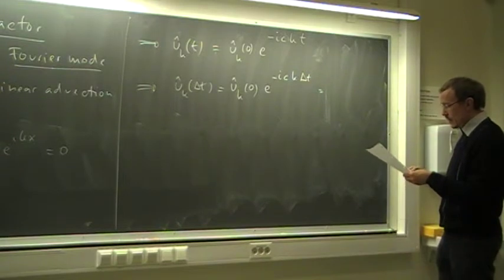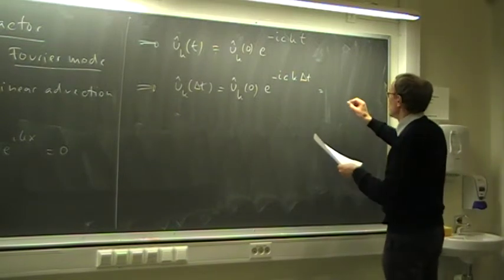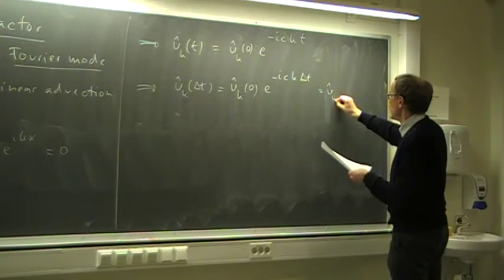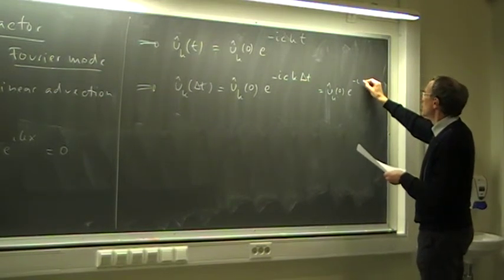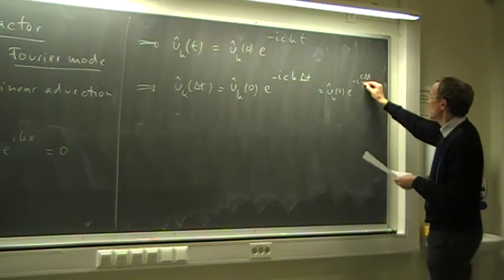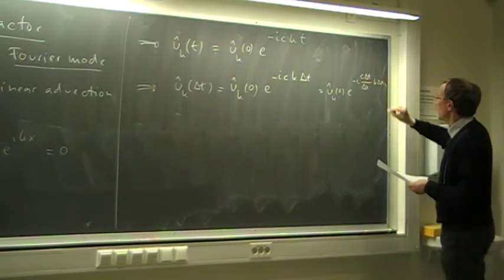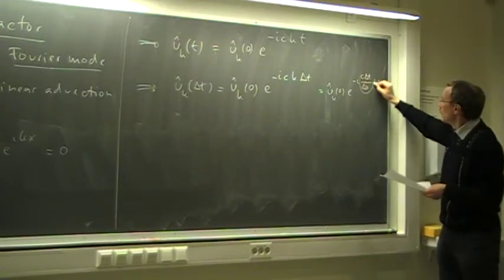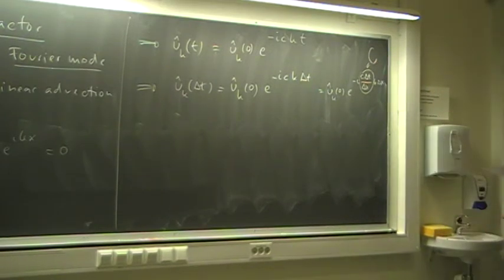And that is then equal to u hat k 0, e to the minus i, and then we can get in here the c delta t, to summarize that, and we divide by delta x, and then we also have to multiply by delta x. Why do we do that? Because we want to get in here our Courant number. So that is the capital C that we get in here.